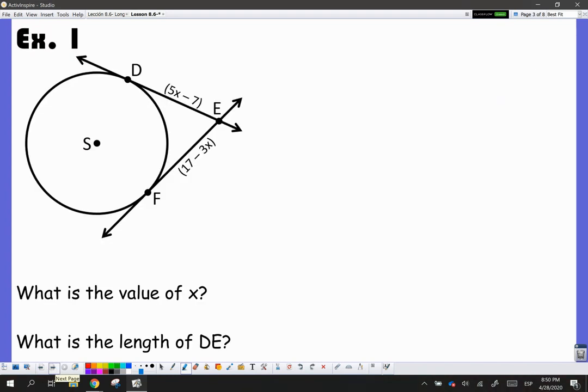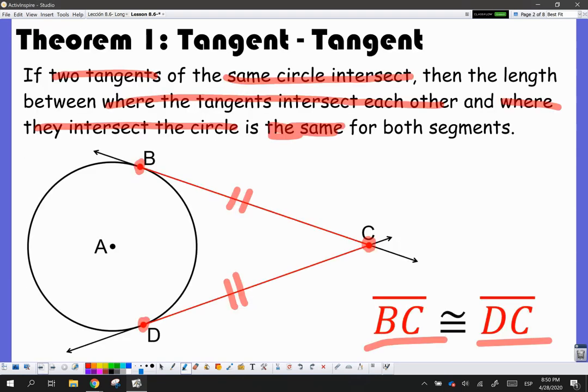So here I have a circle, and I can see that I have 2 tangents that both intersect each other in the exterior. So in order to solve this problem using our theorem that we just covered, first I need to find the segment of the tangent. Because notice that here, we're not using the entire line. We're only using the segment between where they cross and where they touch the circle.